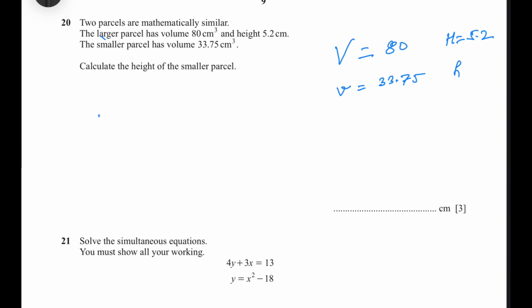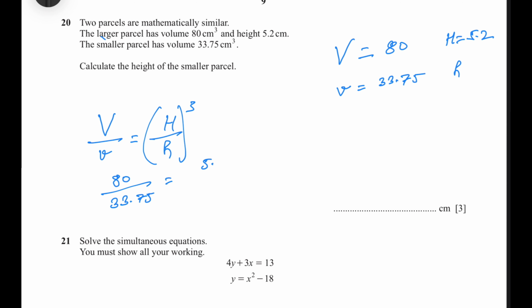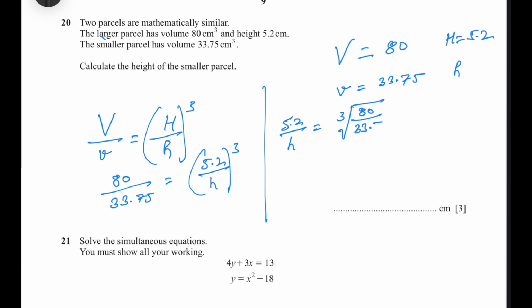The ratio of the volumes, V by v, is equal to capital H by small h, but this will be the cube of that. This is the formula that you must have learned. Applying this formula, 80 upon 33.75 equals 5.2 by small h, whole cube. So we can take the cube root of this, so 5.2 by h equals the cube root of 80 upon 33.75. Let's solve this in a calculator.